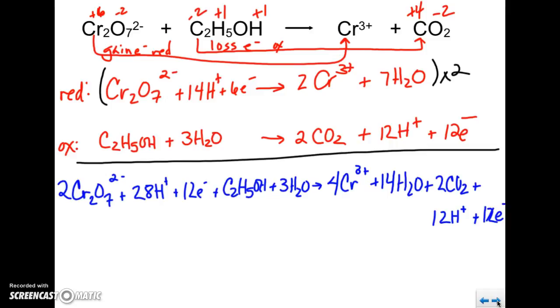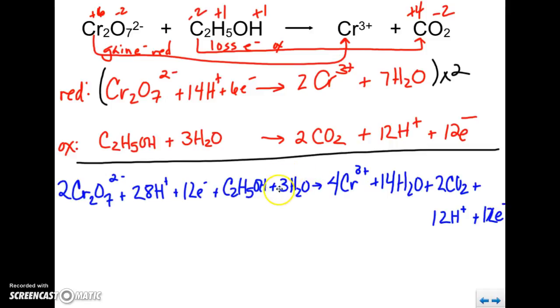The first thing you'll want to notice is that the electrons here are going to cancel out. So I'm going to cancel out the electrons. I am also going to cancel out like terms. So for instance, here you have 28 hydrogen ions, and on this side you have 12 hydrogen ions. So this is going to also cancel or reduce, and this number will change to 16.